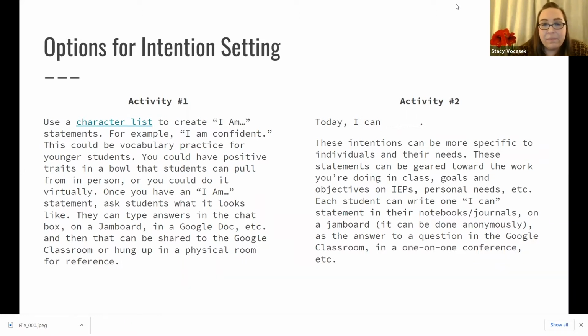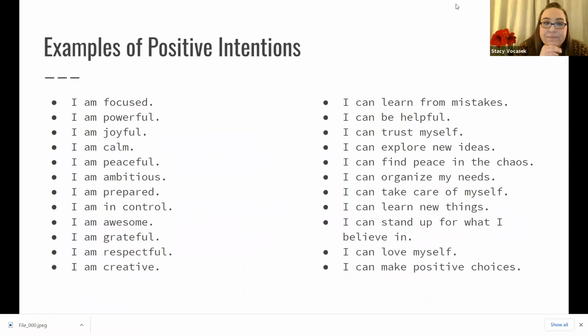And I think I did, yeah, so another little list. And obviously there's so many more that you can add, but I think it's always nice to have some examples to look at. You know, I am peaceful. What does peaceful look like? I can learn from mistakes. What mistake did you make today that you can learn from? How can you be helpful? So things that we can help our kids learn and figure out.